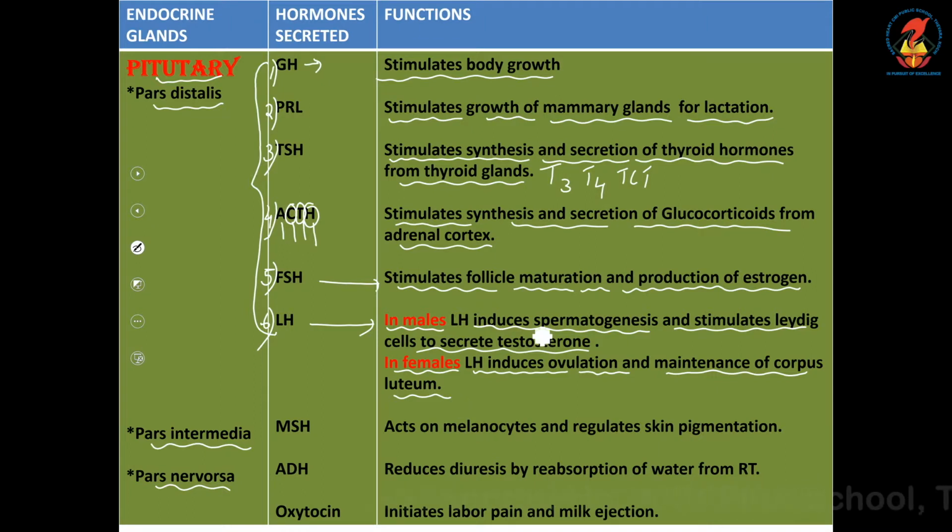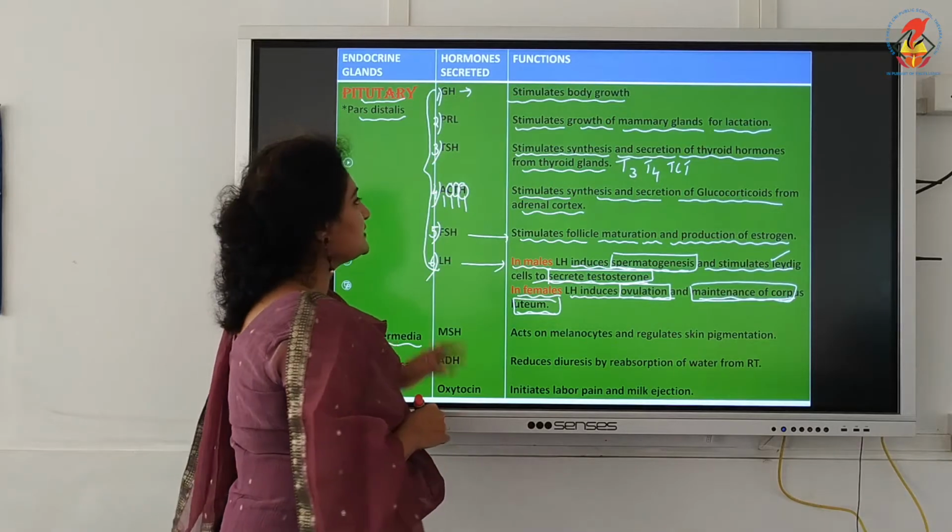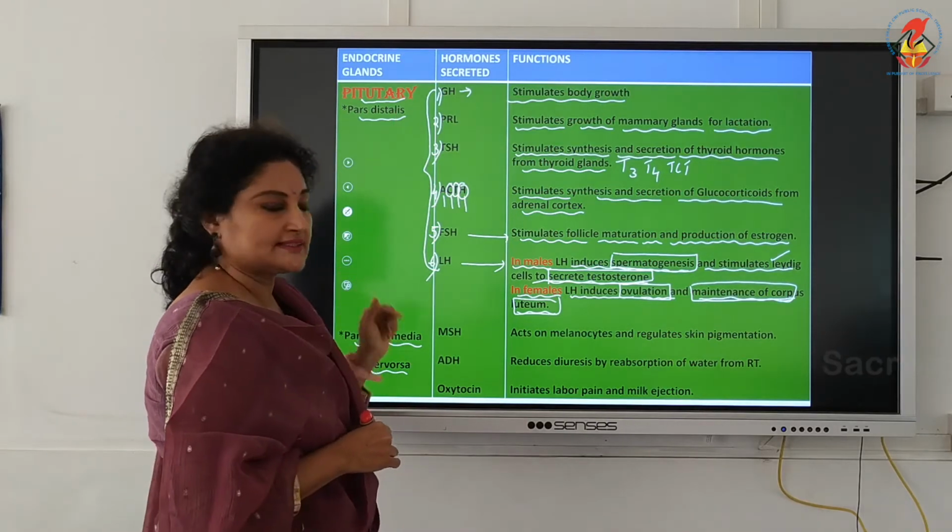In males, it influences the process called spermatogenesis. In females, it influences a process called ovulation. Then the second function: in males, it helps in the secretion of the hormone testosterone from the source called Leydig cells. And in females, remember, there is a structure called corpus luteum. It helps in the maintenance of this structure. So these are the 6 hormones produced by pars distalis.